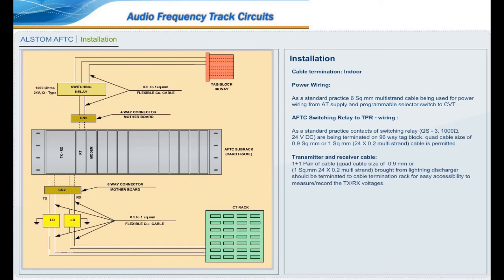Transmitter and receiver cable, 1+1 pair of cable, quad cable size of 0.9 mm or 1 square mm, 24 into 0.2 multi-strand, brought from the lightning discharger should be terminated to the cable termination rack for easy accessibility to measure and record the TX and RX voltages.